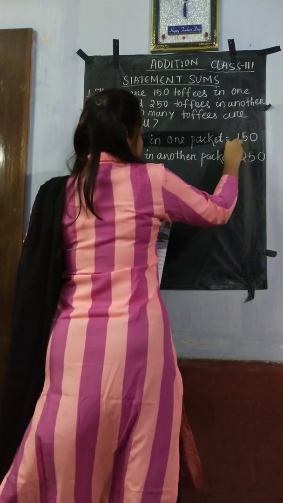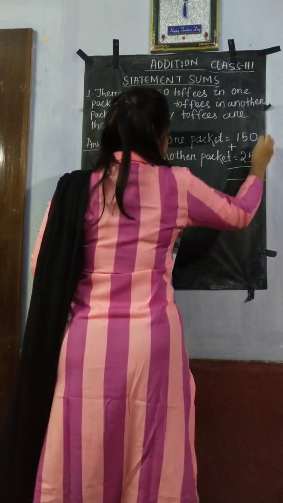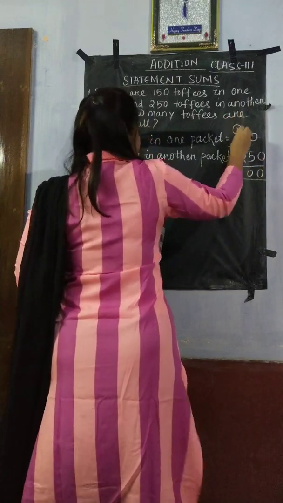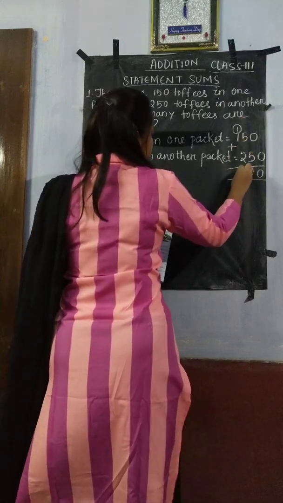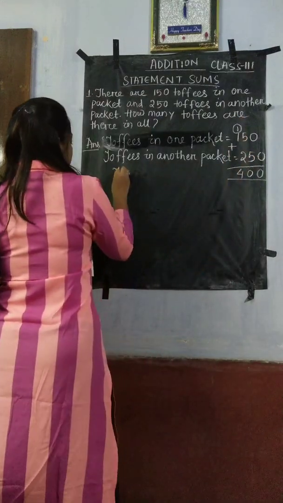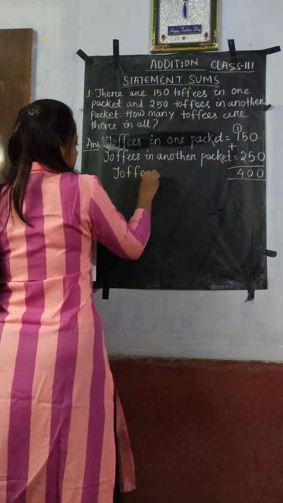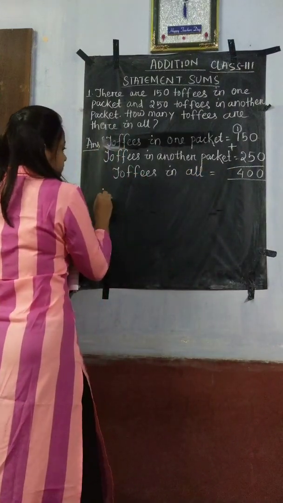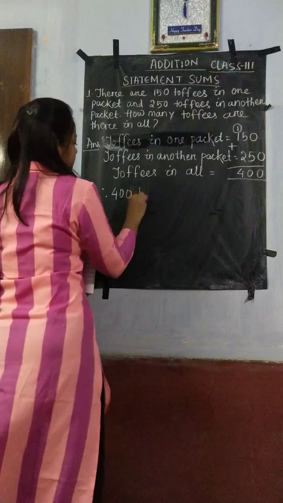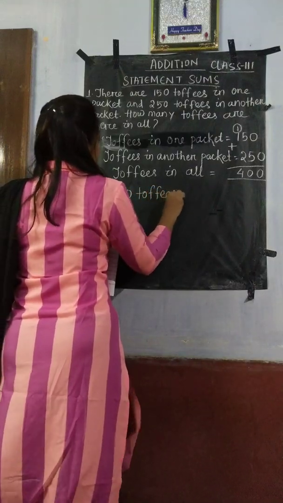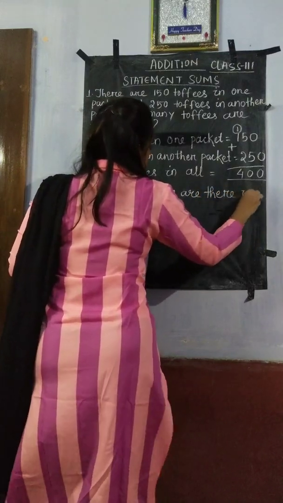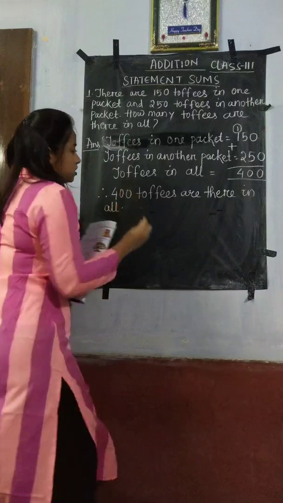So 150 plus 250. 0 plus 0 is 0. 5 plus 5 is 10. 1 is carried over. Then 1 plus 1, 2. 2 plus 2, 4. So we can tell that toffees in all, therefore, 400 toffees are there in all. So children, this was one example for statement sum.